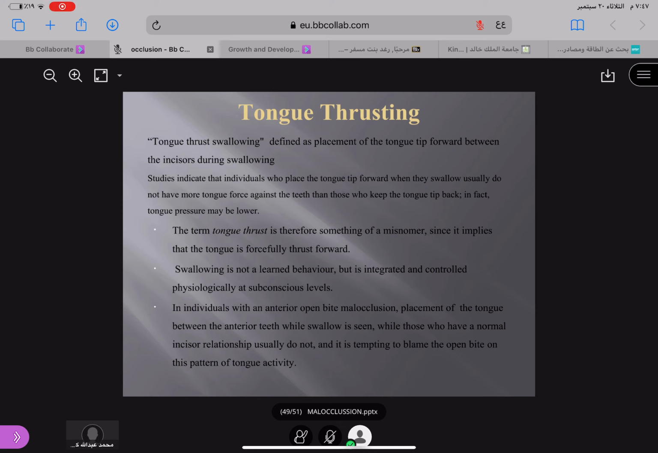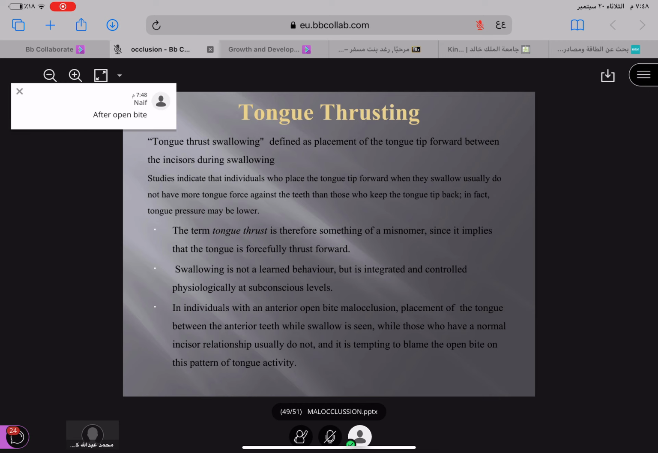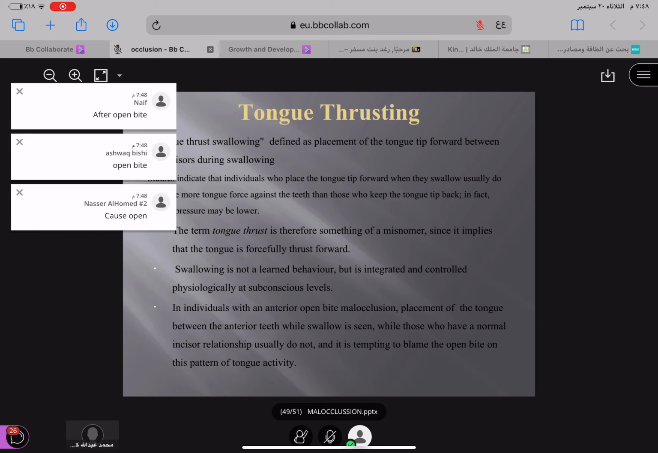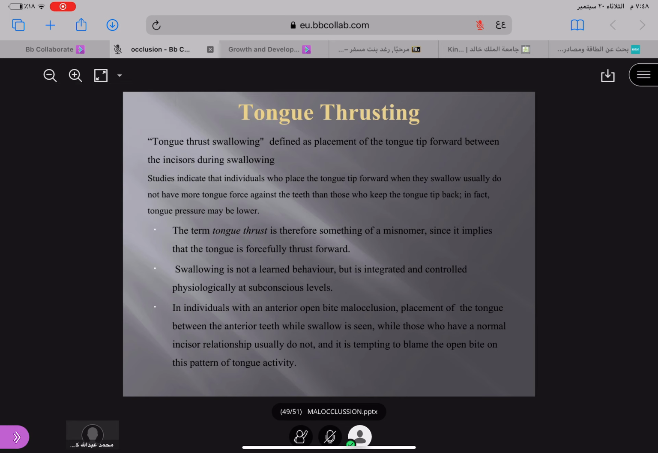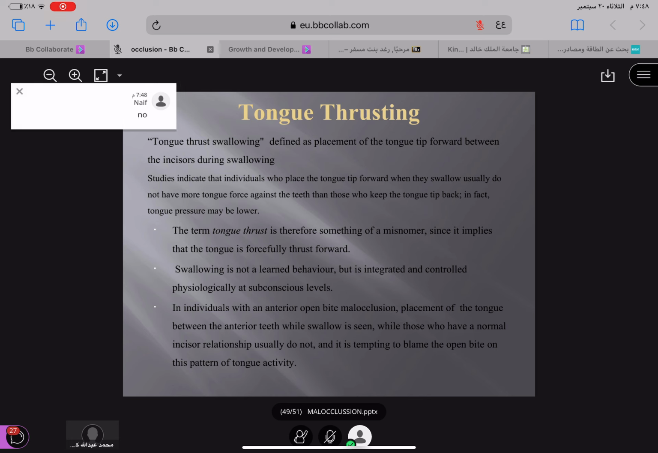What do you think? Is tongue thrusting a cause of open bite or an effect of open bite? Who will tell me? If you tell me the right thing, I will finish the lecture right now. No, next slide. If anybody of you, so is it a cause of open bite or an effect of open bite?